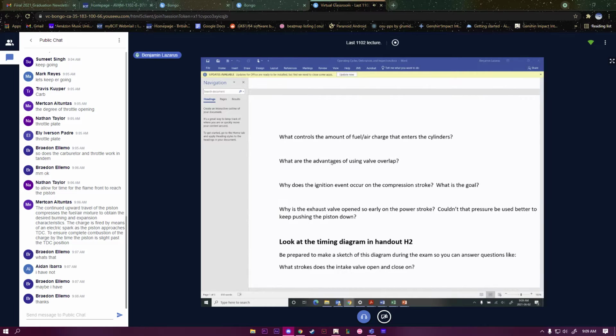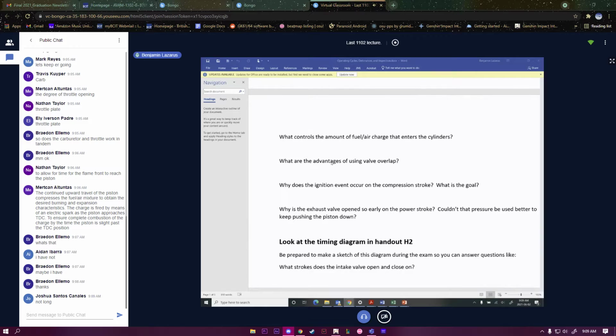Maybe a millisecond, right? We're talking thousandths of a second. And the flame takes some time to cross the top of the cylinder. So we need to light the fire a little bit early so that the flame has time to cross the cylinder head. Just simple physics. Okay, so that's the answer to why does the ignition event occur on the compression stroke? What is the goal? The goal is to have combustion complete 10 degrees after top dead center, or 13 degrees, I think was the actual number. So we light it on the compression stroke to allow time for the combustion to happen.